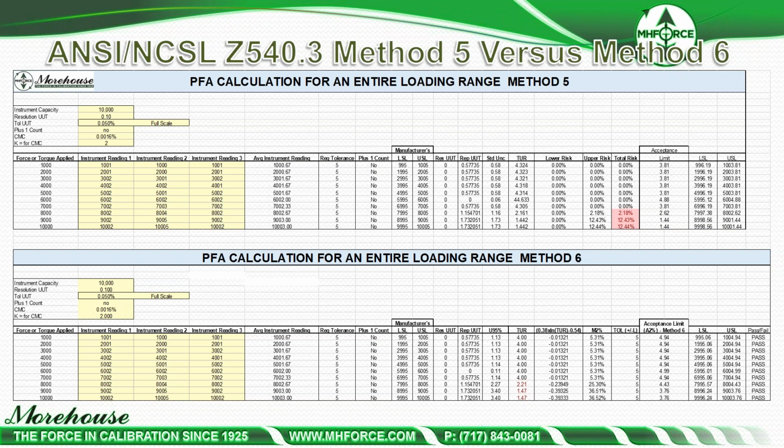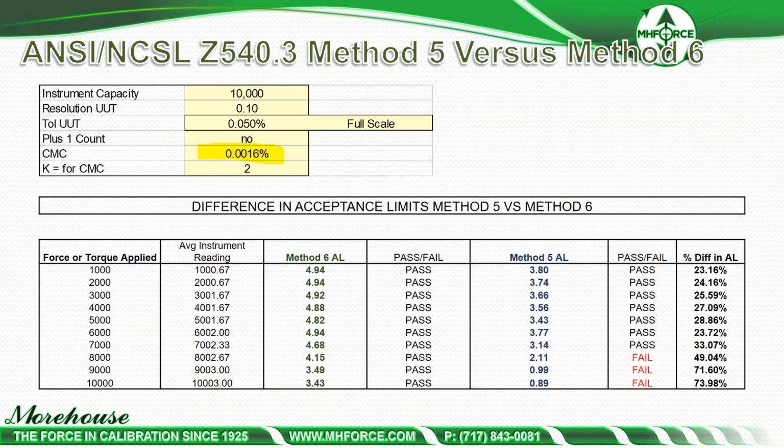In this sample, the CMC is 16 parts per million. With method 5, the total risk is showing that the last 3 points of this calibration are out. Whereas if we go down and we use method 6, we're showing that the total risk, our acceptance limit, is such that they would still be in tolerance. Down here we have the pass, but that's shown on the next sheet.